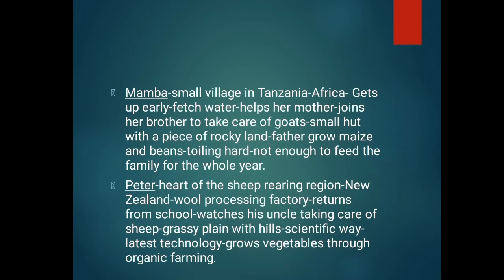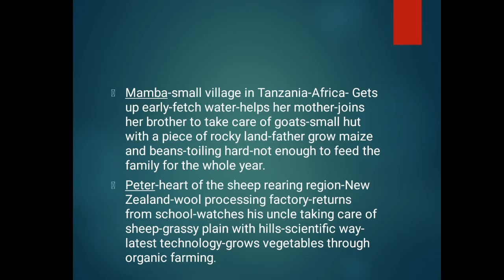Let's start this lesson with two small stories. The first story is about Mampa. Mampa is a girl living in a small village in Tanzania. Tanzania is a place in Africa. She gets up early every morning to fetch water, and after fetching water she helps her mother. After that she joins her brother to take care of the goats they have.